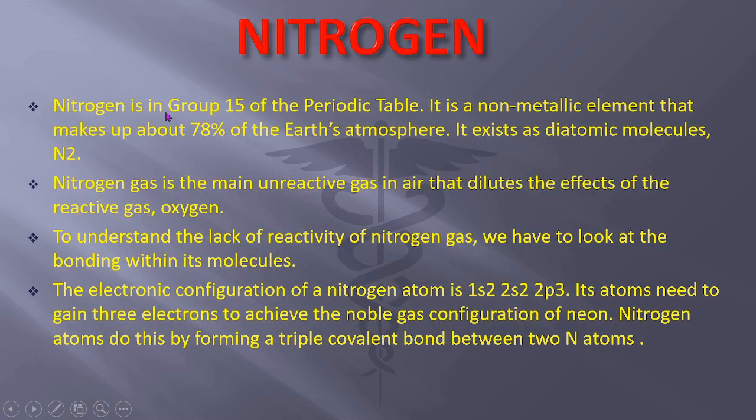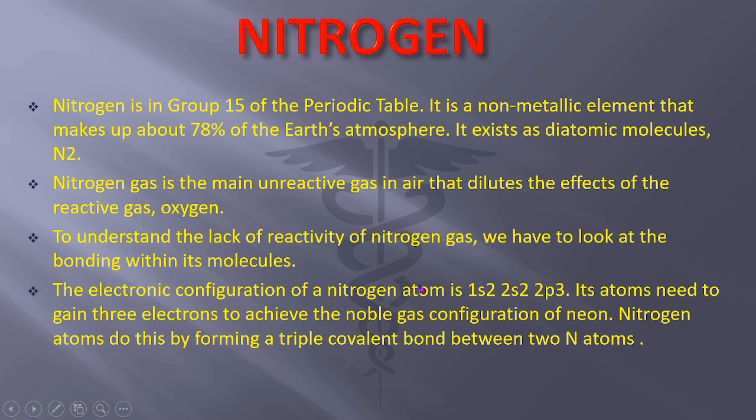First of all, nitrogen is a member of group 15. It is 78% of our atmosphere, and it's the main unreactive gas in air that dilutes the effect of the reactive gas, that is oxygen.